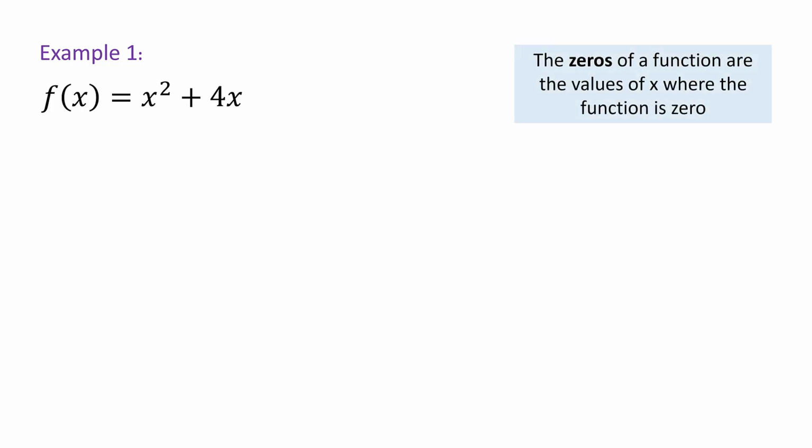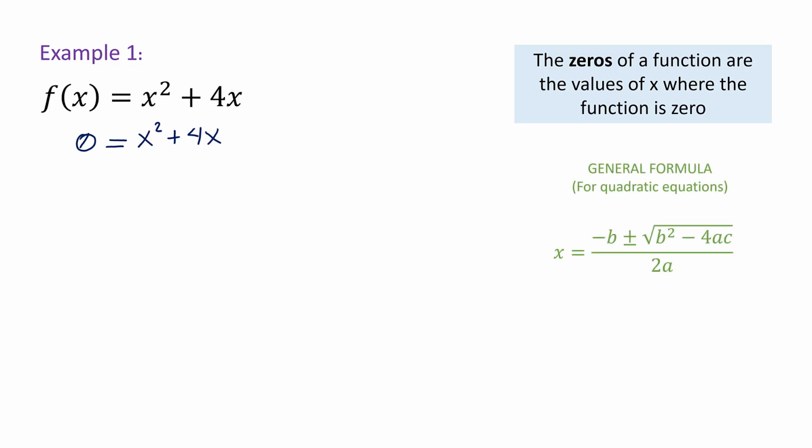Let's remember that the zeros of a function are the values of x where the function is 0. So what we do first is equalize the function to 0. 0 equals x squared plus 4x. Now, we see that this function is a quadratic function. To solve it, we can use the general formula, because this formula works for any quadratic equation.